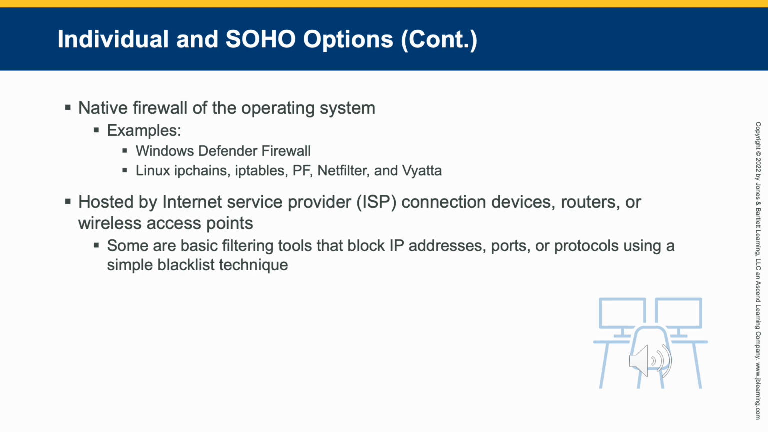Other options could be a native firewall of the operating system, such as Windows Defender Firewall. In Linux, you have ipchains, iptables, and such. You also have firewalls hosted by the internet service provider, connection devices, routers, or wireless access points. Some are basic filtering tools that block IP addresses and ports or protocols using a simple blacklist technique.